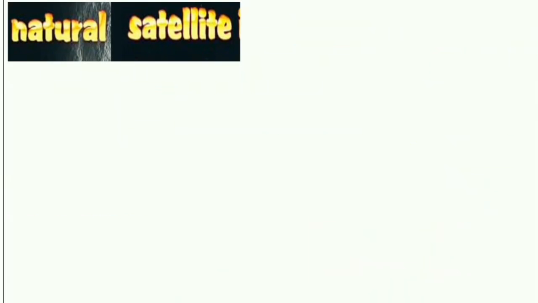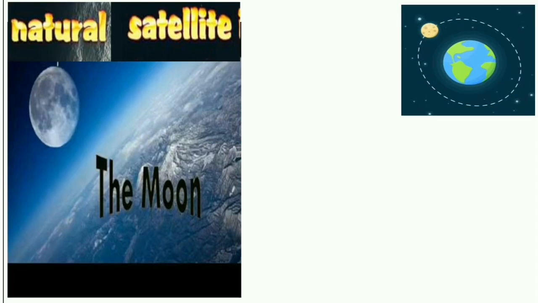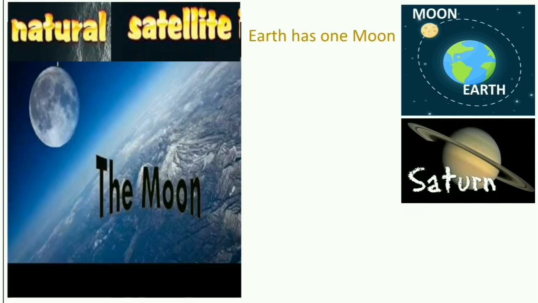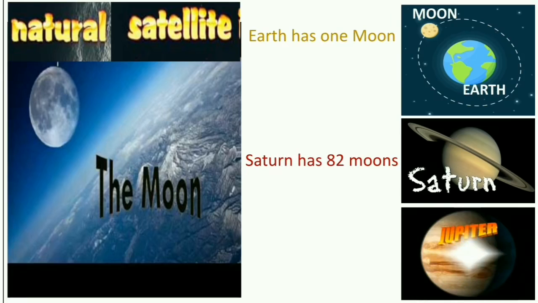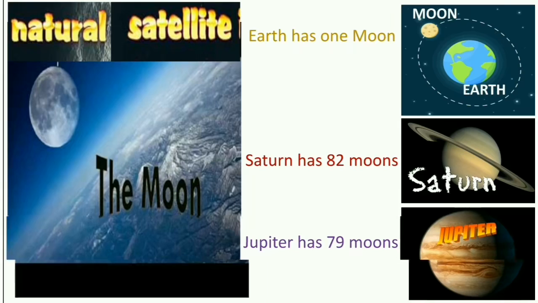Let us study a little bit more about our natural satellite. You know children that moon revolves round the earth and earth revolves round the sun. So earth has one moon, that means it is a natural satellite of earth. Saturn is a planet which is having 82 moons. Then the next one is our Jupiter. Jupiter is having 9 moons as its satellite.